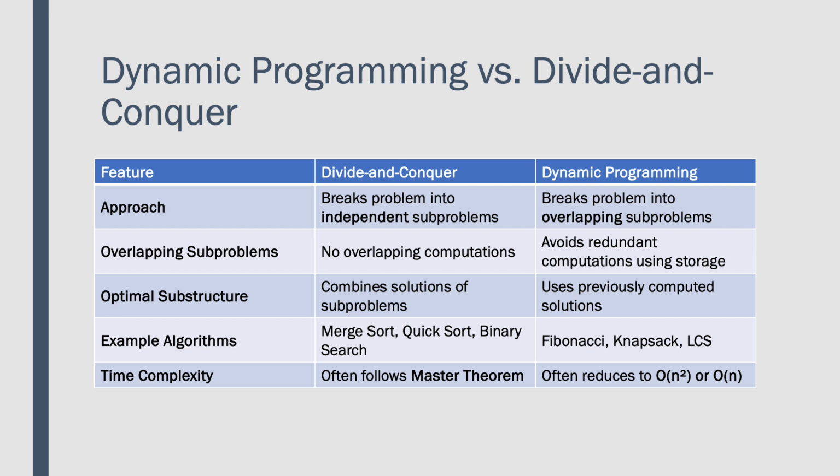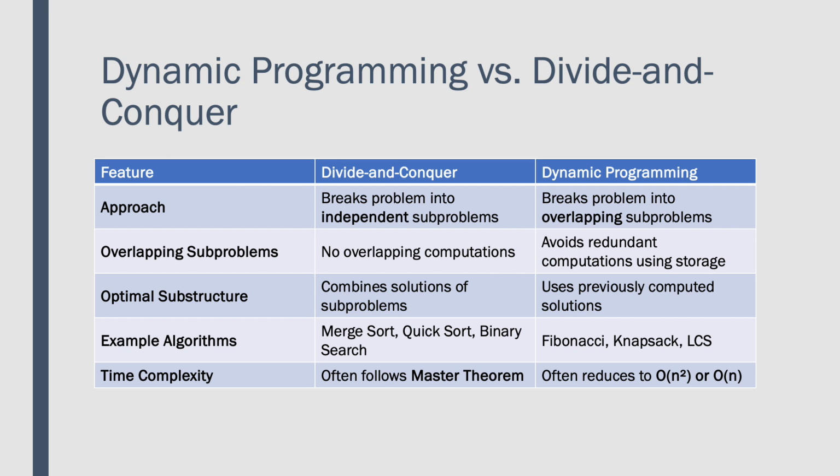Okay, now we'll see a comparison between dynamic programming and divide and conquer. So first of all, divide and conquer basically breaks down the problem into independent subproblems, but dynamic programming breaks the problem into overlapping subproblems. And so in divide and conquer, there is no overlapping computation, and dynamic programming avoids redundant computation using storage.